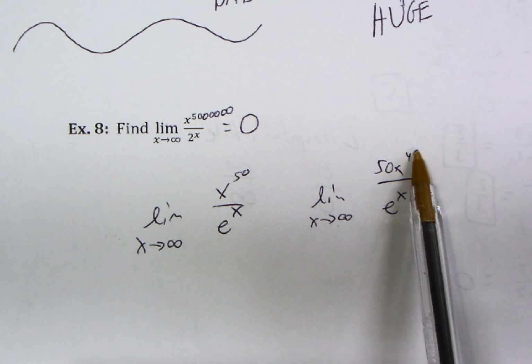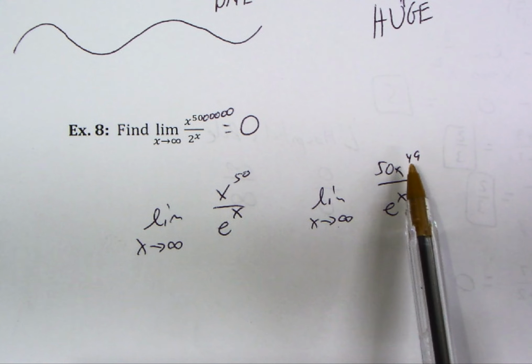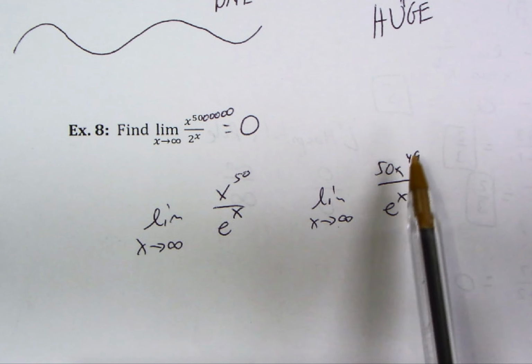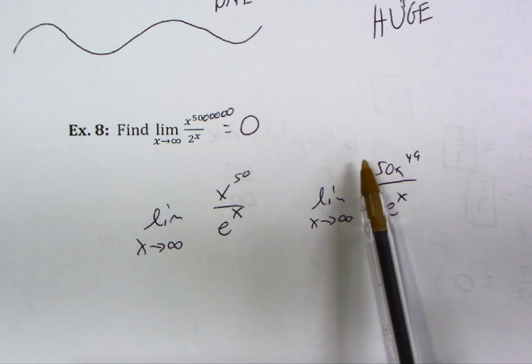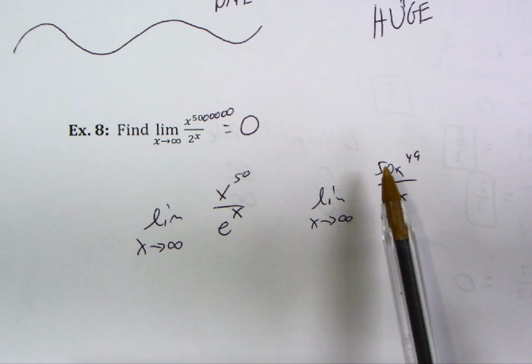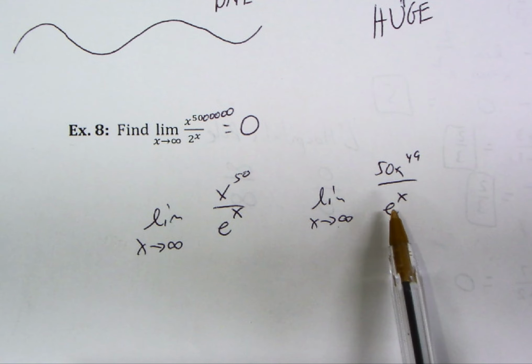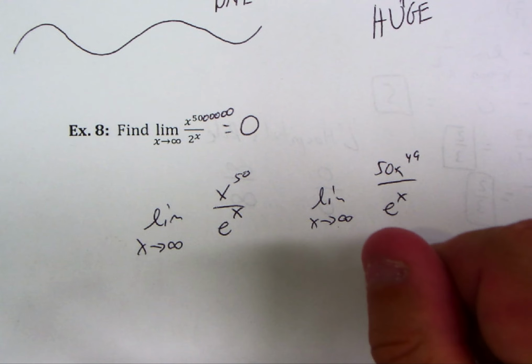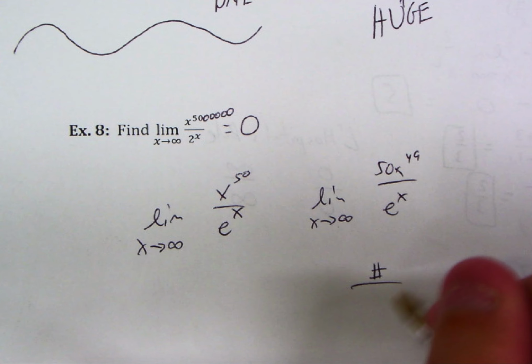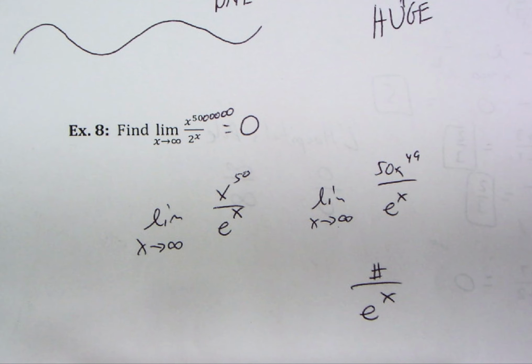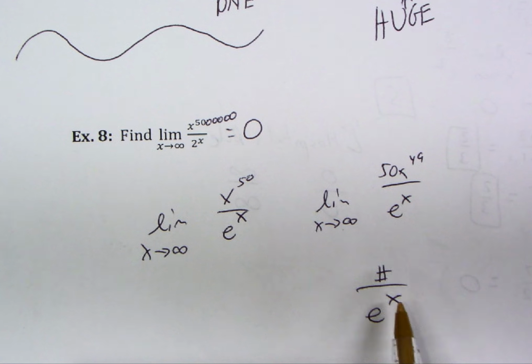But on top, eventually, if I keep taking enough derivatives, this exponent is going to diminish to nothing, and I'm going to have a constant on top. It's going to be a really big constant, but I'm going to have a constant over e to the x, some number, I don't know what it is, over e to the x. And then if I plug in infinity, well, this is going to be gigantic compared to this number that's on top, whatever it is. So just another way of looking at L'Hopital's rule.